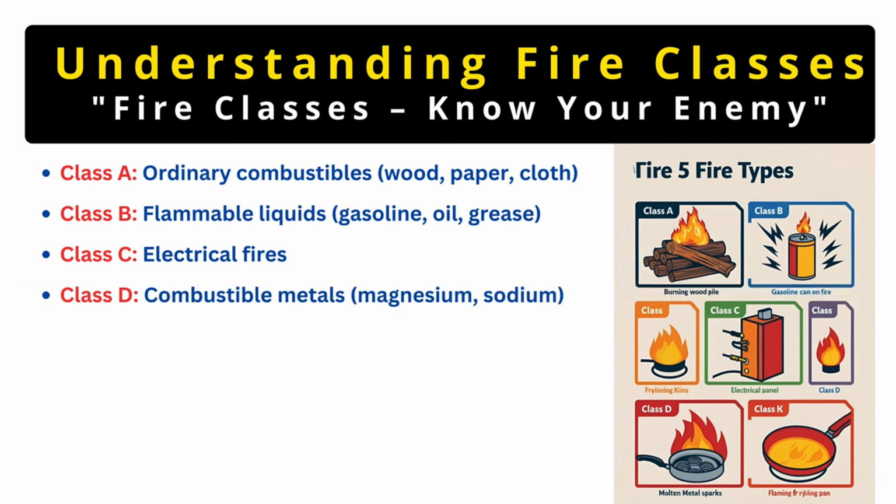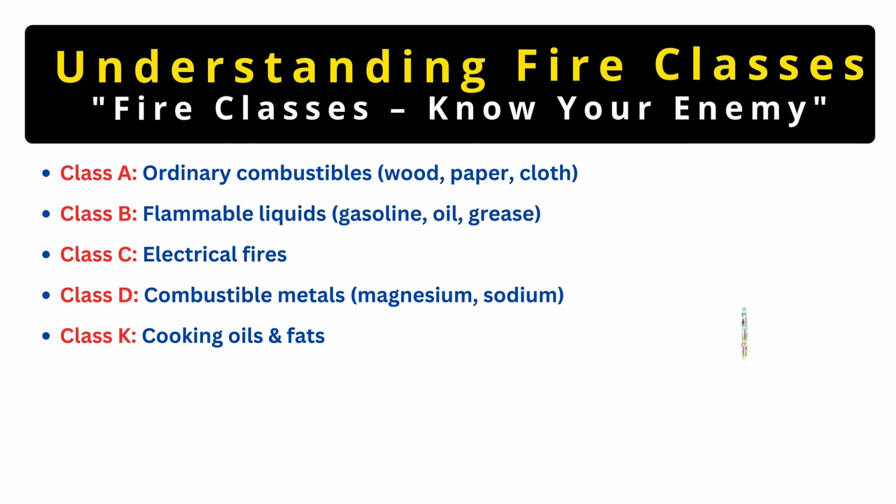Next, Class D fires are rare but intense. They involve combustible metals like magnesium or sodium, often found in industrial settings. Finally, Class K fires are specific to kitchens where cooking oils and fats can ignite. Knowing these classes is key because each extinguisher is designed for specific fire types. Using the wrong one can be disastrous.